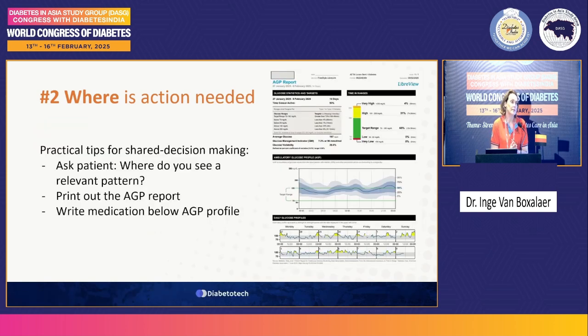A practical tip is to ask the patient what they see as a relevant pattern, to do this shared decision making, and also print out the HEP report. And what I also do is write down the units of insulin people take, especially if they are on basal bolus, and you can show to the patient, here and here I would do less or more. It makes it a little bit easier.